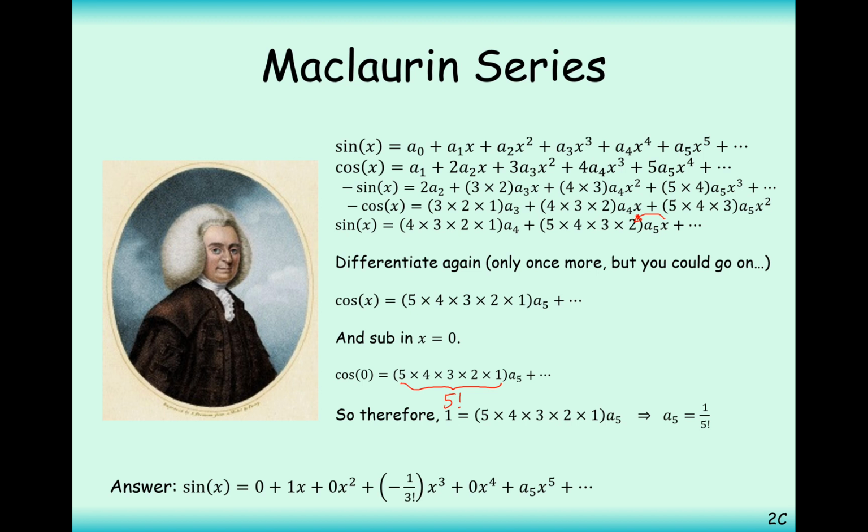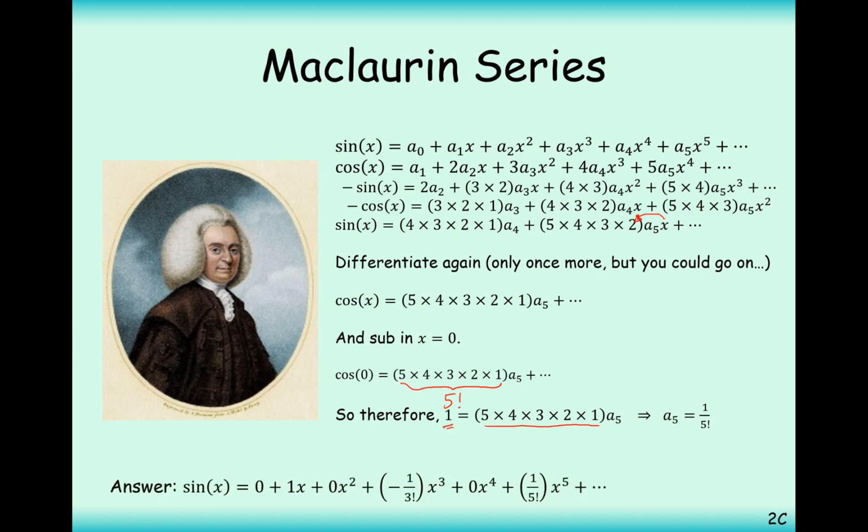So what you can see here is that the number of times you differentiate, you're going to be dividing by that number of differentiations factorial. So here, because cos of 0 is equal to 1, then we divide this thing onto the other side, we're going to get 1 divided by 5 factorial.